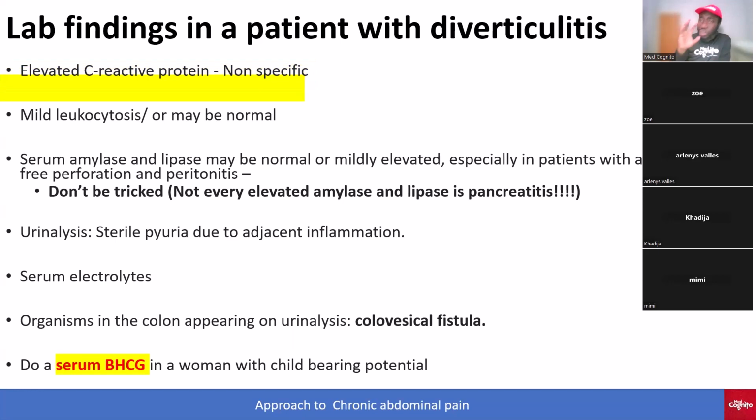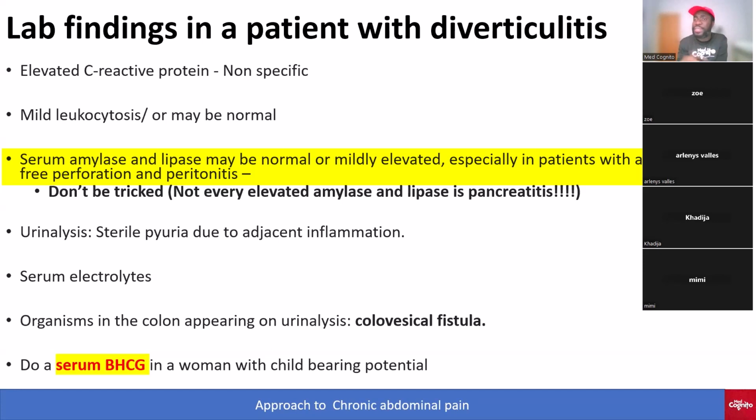You should also request a complete blood count, focusing on the leukocyte count. But the interesting thing about diverticulitis is that the leukocyte count may also be normal. Okay, leukocytes may be normal. And then you also want to do serum amylase and serum lipase, because we learned that in patients with chronic abdominal pain, they may have varying differential diagnosis. Okay, so serum amylase, serum lipase.